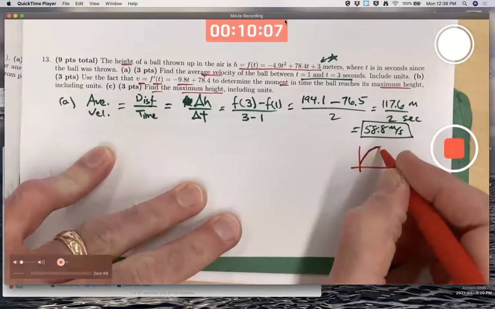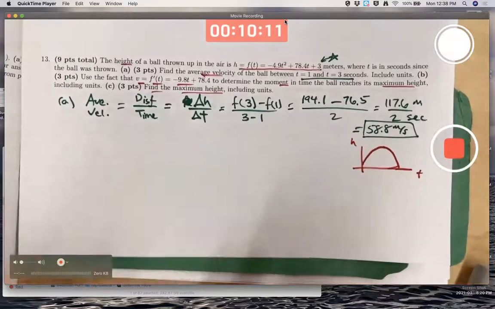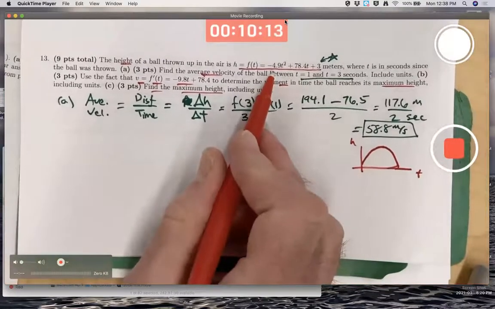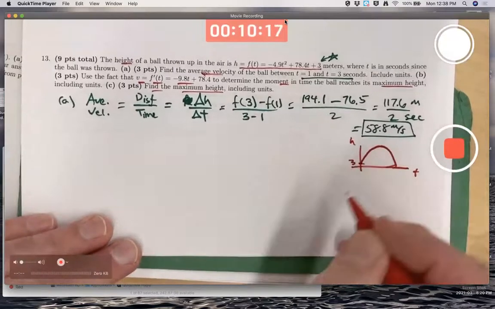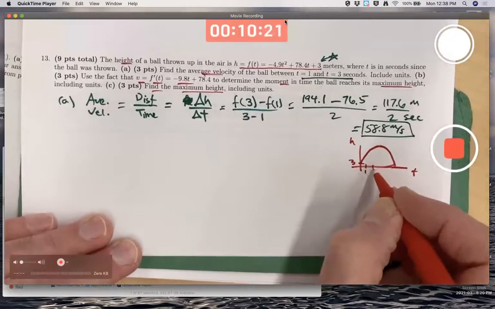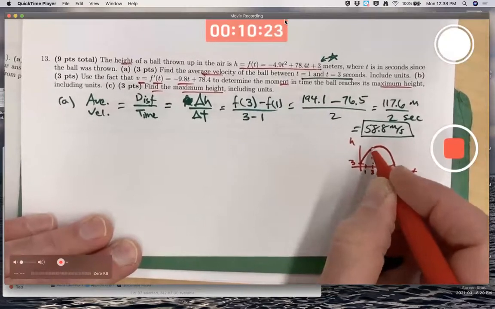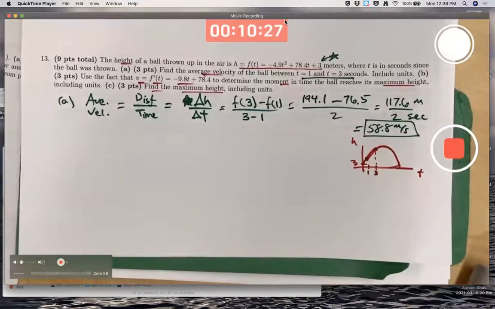The graph of the height as a function of time looks like a parabola because it's quadratic with a negative t squared coefficient. It opens downward. This is 3 here. I don't know exactly how high it goes. We'll figure that out. This is t equals 1 and this is t equals 3. We've just figured out a slope of a secant line, a rise over run for that little straight line that I drew in there just now.